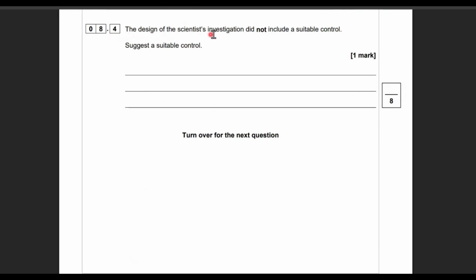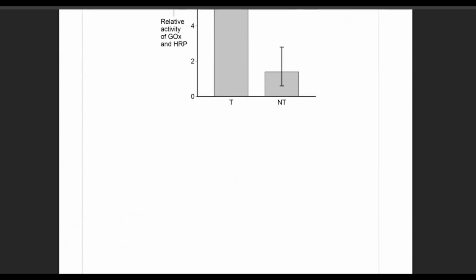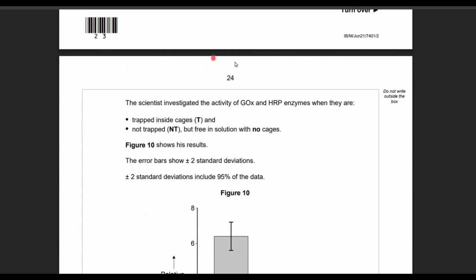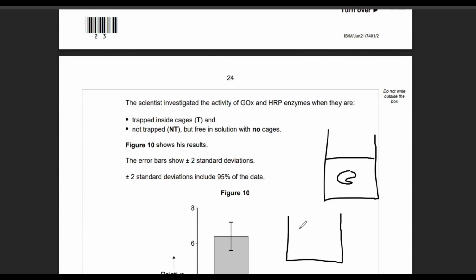8.4, the design of the scientist's investigation did not include a suitable control. So there's something which isn't so good. Suggest a suitable control. When you're asked to suggest a control, you should always ask, what is my control trying to prove? And we've got a situation here where we have the enzymes basically loose in fluid, and then we have the enzymes trapped in a cage, right? They're trapped in a cage.